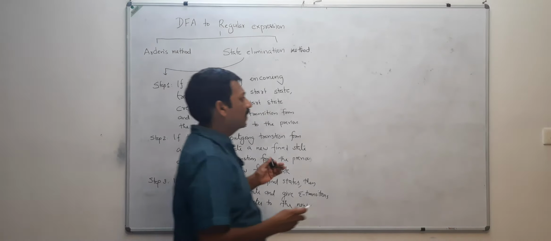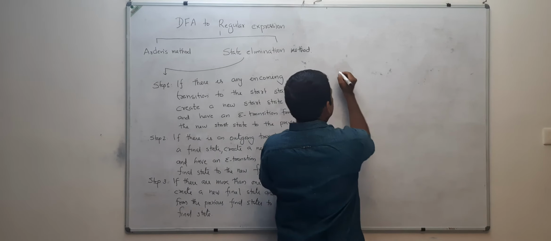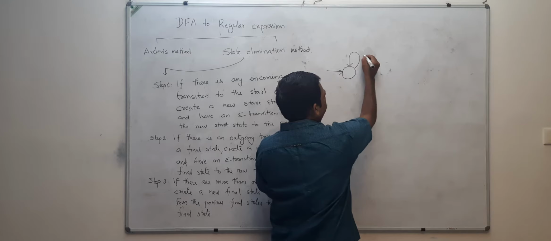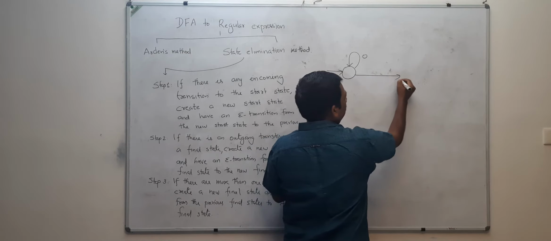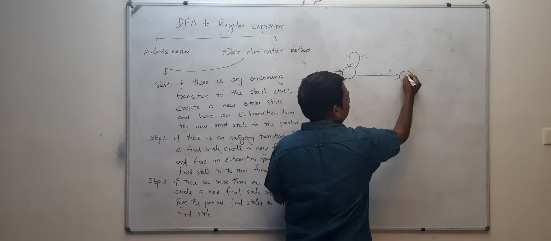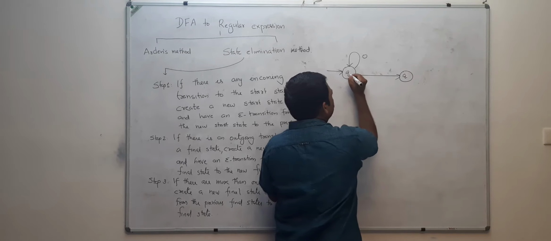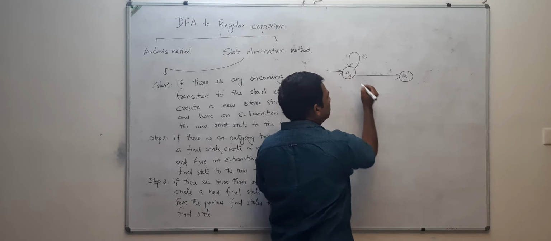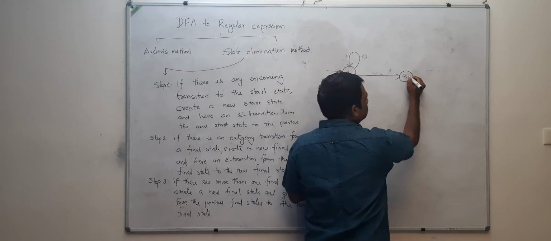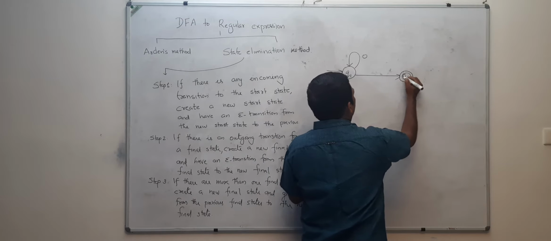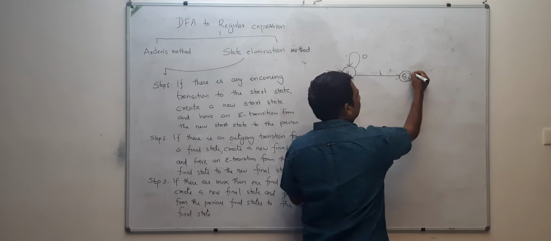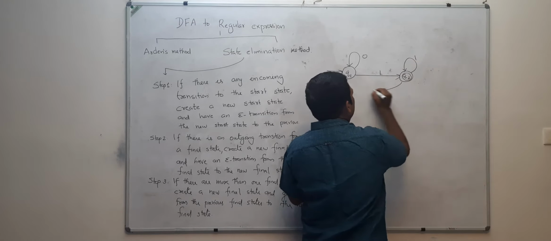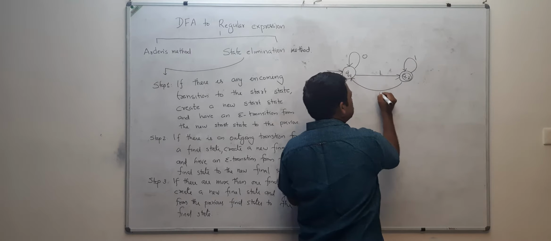For example, suppose that you have 0, and here suppose that our start state is q1 and this is q2, with 0 1, and suppose that this is 1, and suppose that you have 0 here.